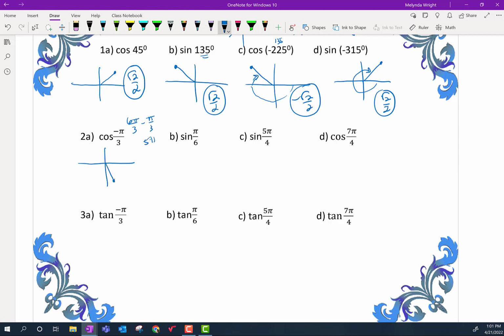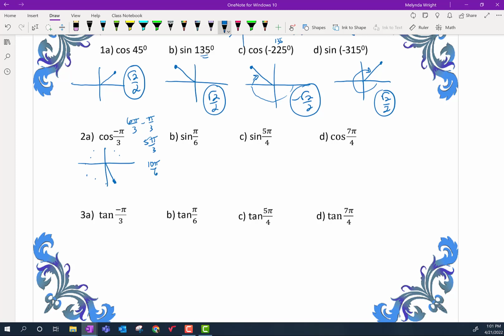That would be 5 pi over 3, which in our counting is 10 pi over 6. So 1, 2, 3, 4, 5, 6, 7, 8, 9, 10. Here's 10 pi over 6. Now we want cosine there.